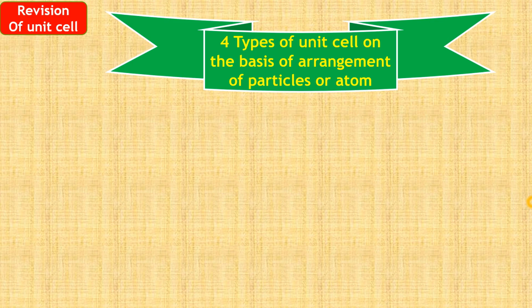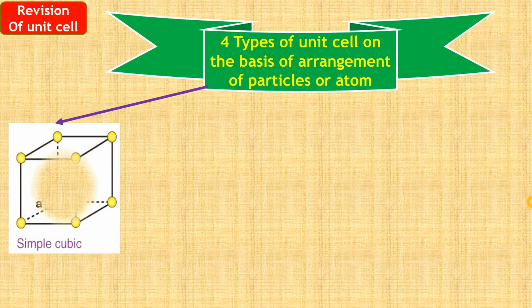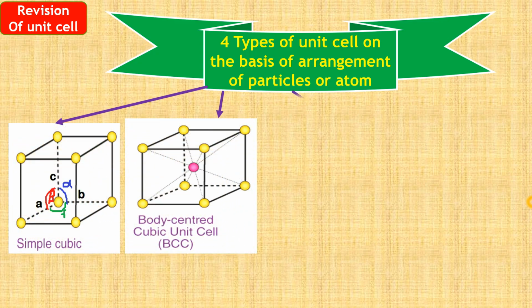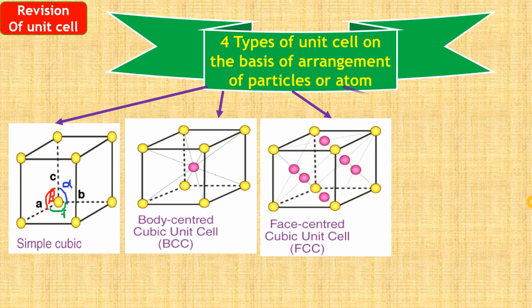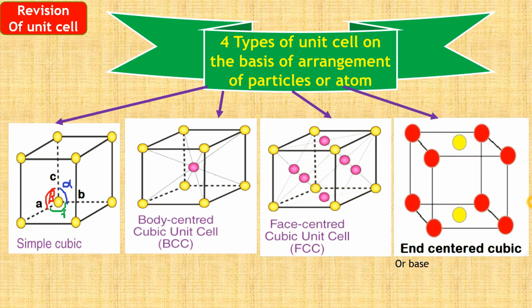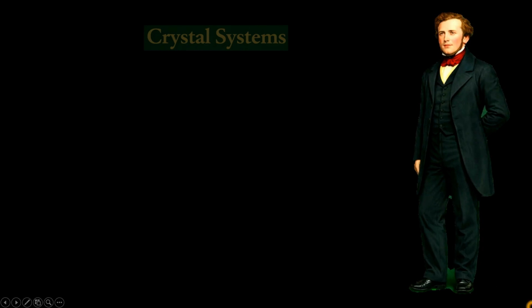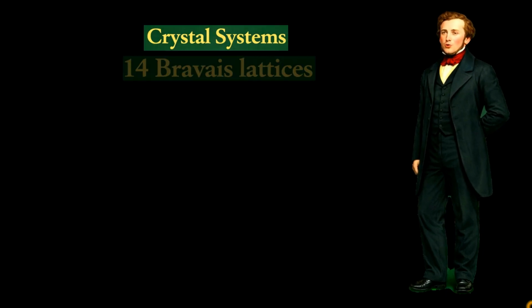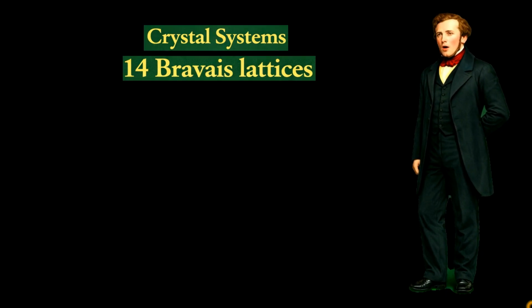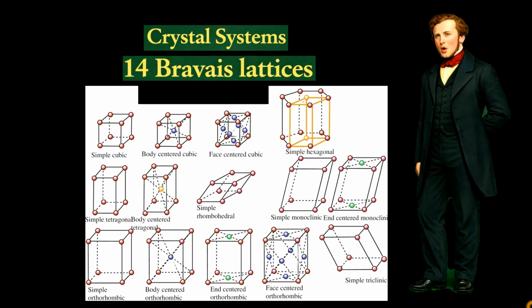Revision of unit cell. There are 4 types of unit cell based on arrangement of particles in unit cell: simple cubic unit cell, body-centered unit cell, face-centered unit cell, base-centered unit cell. Crystal systems. 14 Bravais lattices. Here below are 14 different types of crystal structure. Today my friend will explain to you about crystal structure.